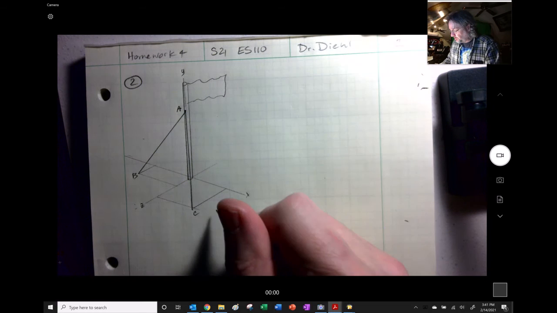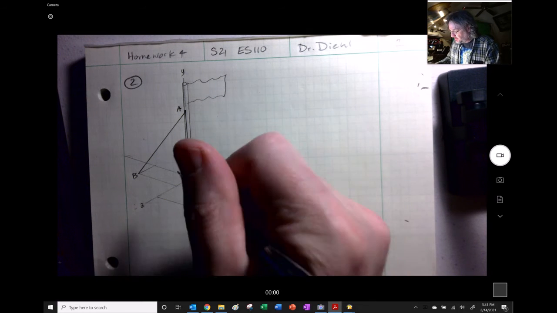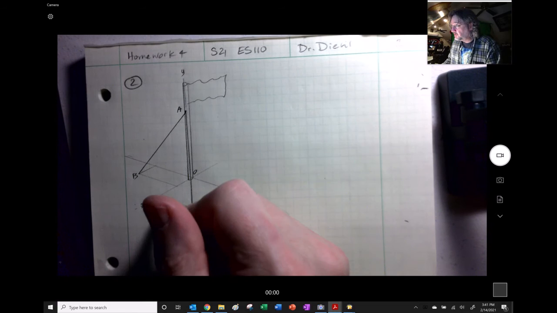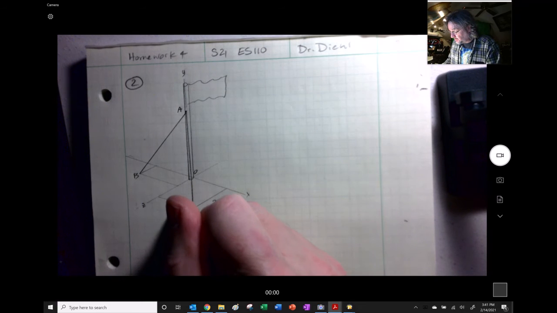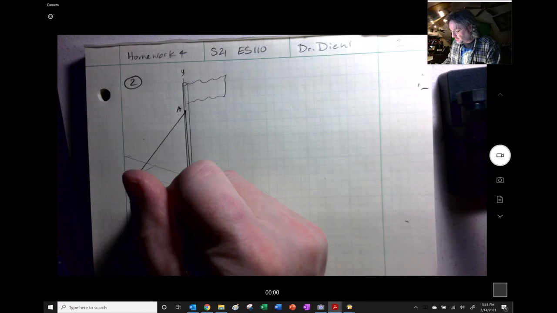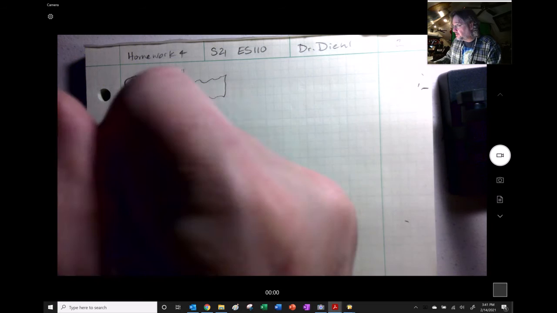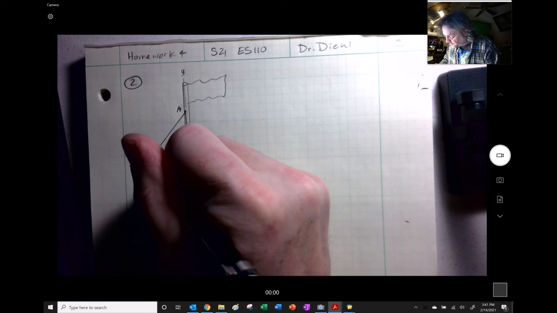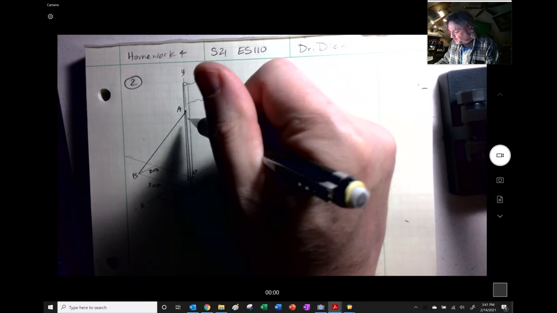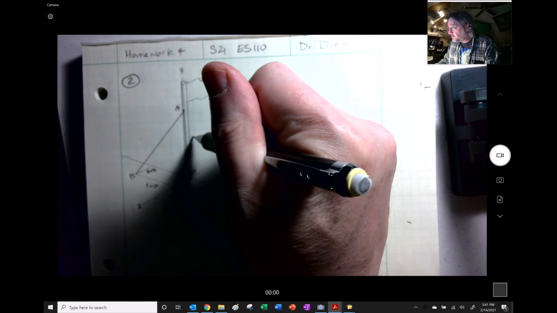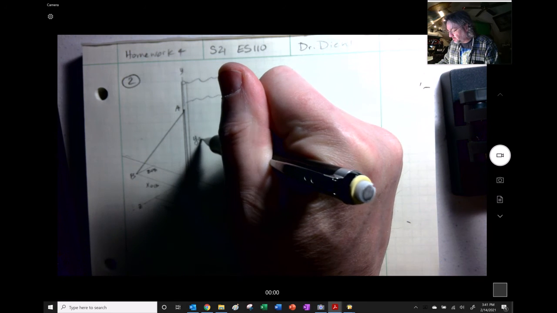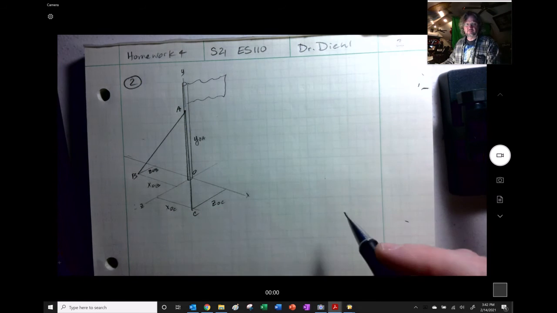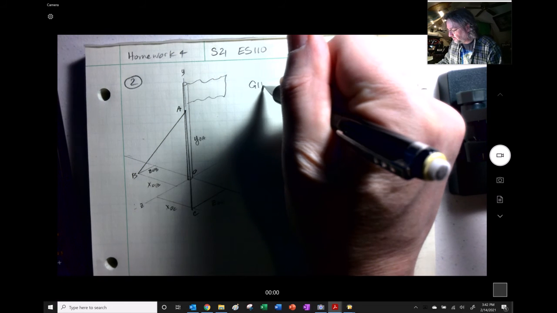Alright, so here is my ZOC, and of course that's O. And this is XOC, and this is XOB. Over here is ZOB. And then I'll put it right next to this thing right here, ZOA. Good enough.